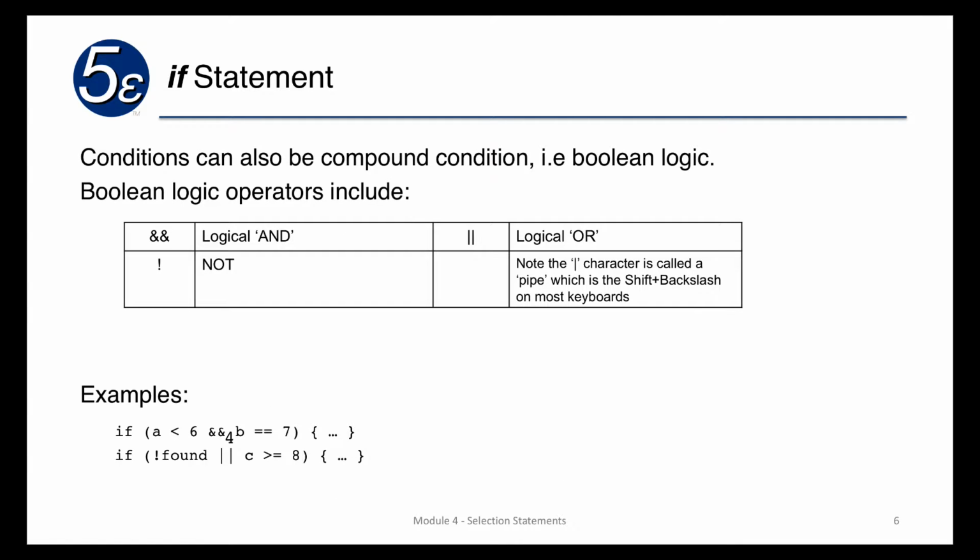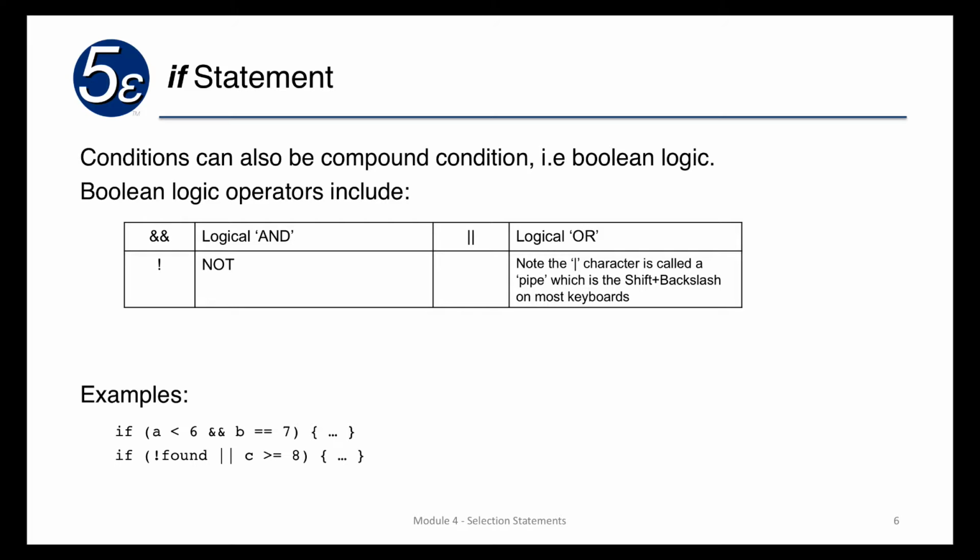So conditions can also be a compound. What that means is we want to test two conditions at the same time. So we will use the Boolean logical operators. And these logical operators are and, or, and not. And for those of you who are familiar with more programming, you would ask, is there an exclusive or? And the answer is yes, there is. But we're not going to do that right now.